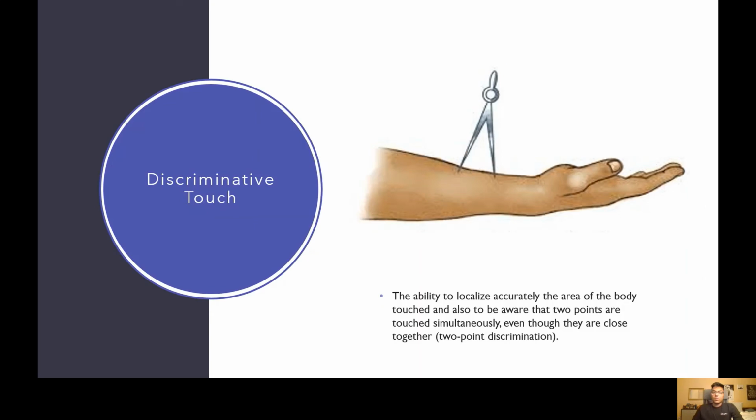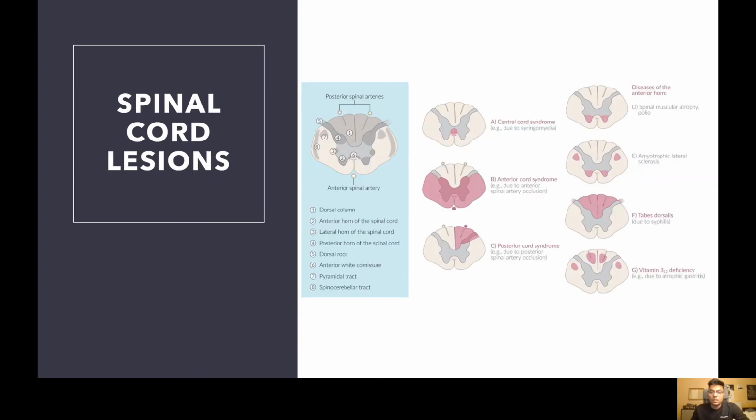As we know, we previously talked about discriminative touch. So the proprioceptive information includes the sensation of accurately knowing exactly where in the body we are touched, and also being able to distinguish if two points are being touched at the same time, even if they are close together. So finally, let's move on to the clinical manifestations of proprioceptive signals. For example, what would happen if there is a lesion in that particular region?